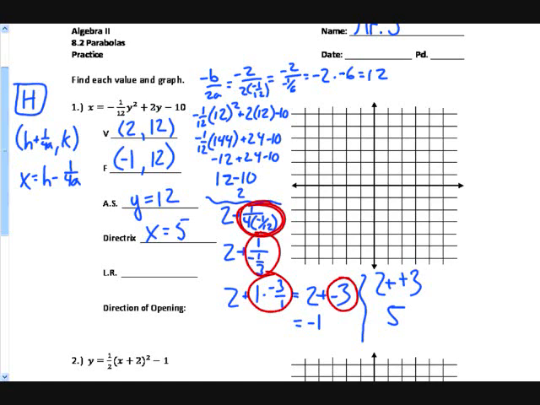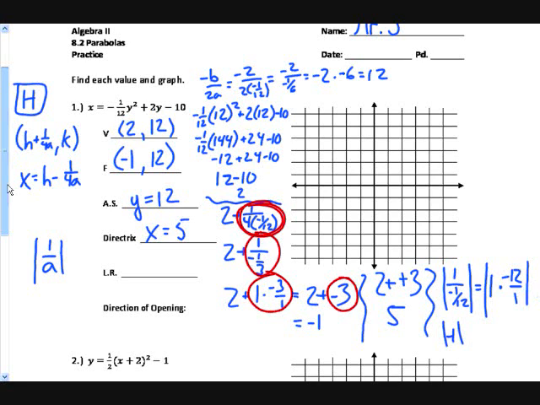And then the last piece of this, the length of the LR, that's the absolute value of 1 over a. So again, I'm going to take it off to the side over here. So that's the absolute value of 1 over a, which is a negative 1/12. Again, dividing by a fraction is the same thing as multiplying by the reciprocal, which is negative 12 over 1. So that's going to give me the absolute value of negative 12, which just equals a positive 12. So the length of my LR is going to be 12. And then the direction of opening, since my a value is negative, it tells me on my formula sheet that it's going to open to the left.